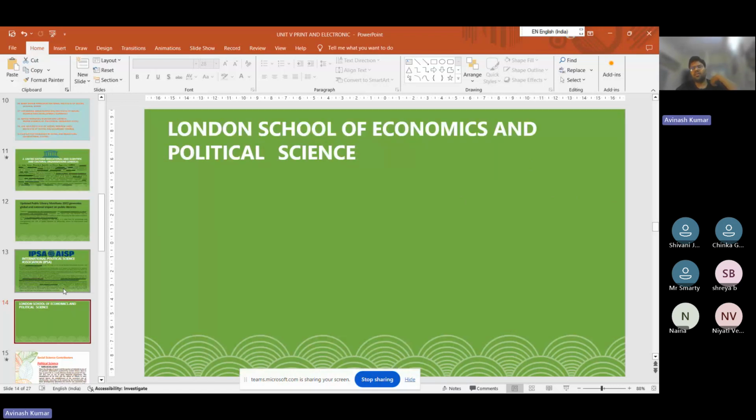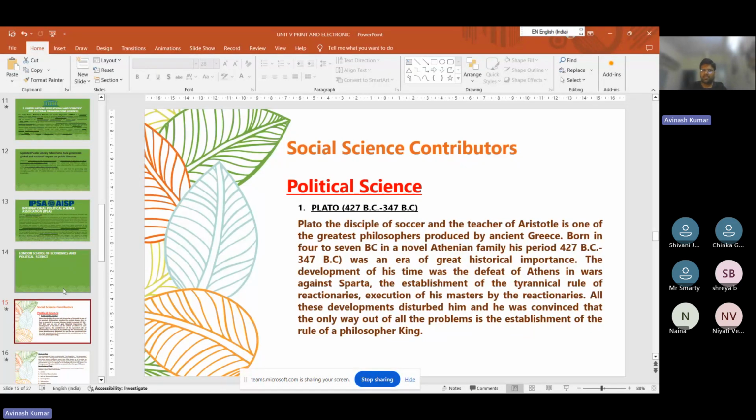Now in this fifth unit, who are the social science contributors? There are two types: contributor and institution. I have discussed institutions, now I will discuss contributors. Who are the contributors of social science? In this unit, you can see that the contributors may be from political science, sociology, anthropology, economics, history, so many social sciences. They are the contributors of social science.